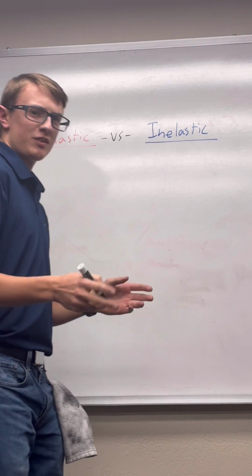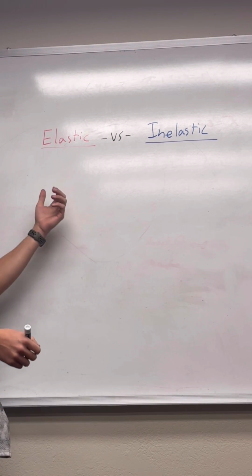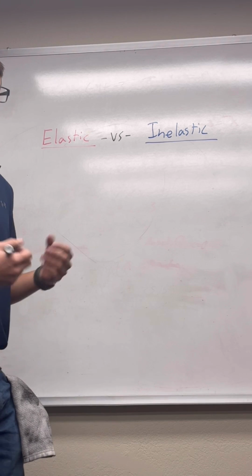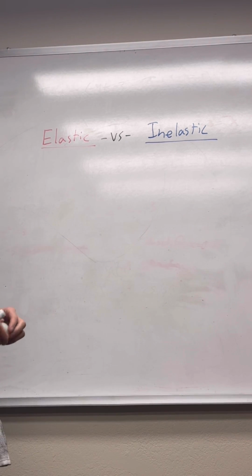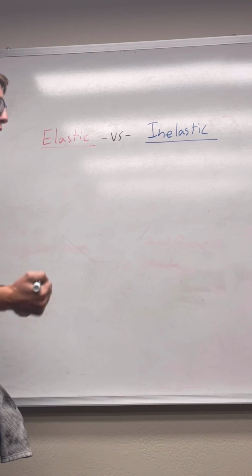Today we're going to talk about two different types of collisions and their properties. The first one is the elastic collision. Now, an elastic collision is basically when two things collide, but they don't stick together. Think of it almost like a ping pong ball thrown against the wall, it just bounces right off. So they don't really stick together.